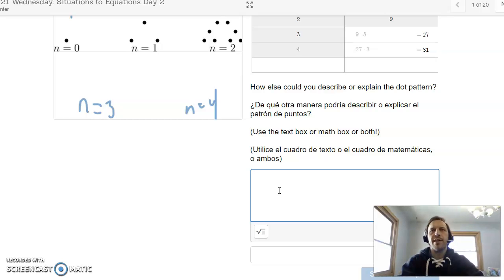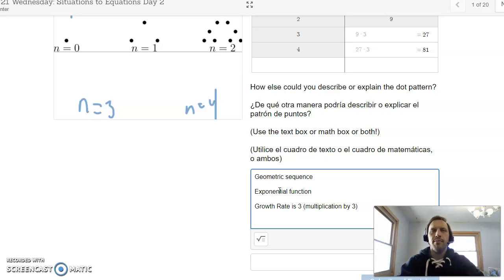All right, hopefully now you took a shot at looking at this, and there's several ways to describe this. You could describe it as a geometric sequence. You could say it's an exponential function. You say its growth rate is 3. That means multiplication by 3, right? You could also say its initial value is 1, right? Figure 0 had 1 dot. And so those are all really good ways of describing this.